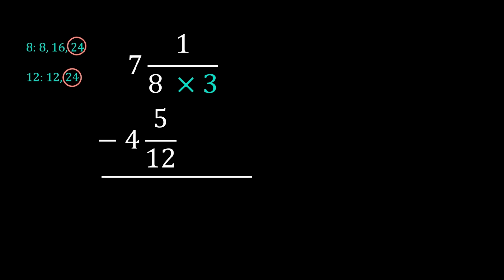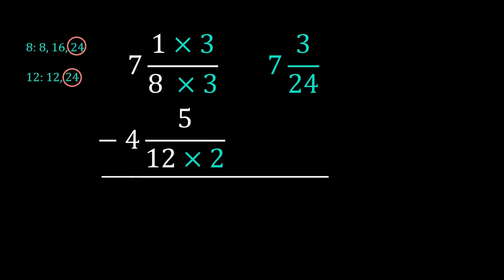And to get to a denominator of 24 for 1/8, that's 8 times 3 is 24. If I multiply the denominator by 3, I also need to multiply my numerator by 3. So the whole number 7 is going to remain 7. 1 times 3 is 3, and 8 times 3 is 24. Now I also need my common denominator of 24 for 4 and 5/12. 12 times 2 is 24, and if I multiply the denominator by 2, I need to multiply my numerator by 2. The whole number 4 remains the same. 5 times 2 is 10, and 12 times 2 is 24. Now I have 7 and 3 24ths minus 4 and 10 24ths.